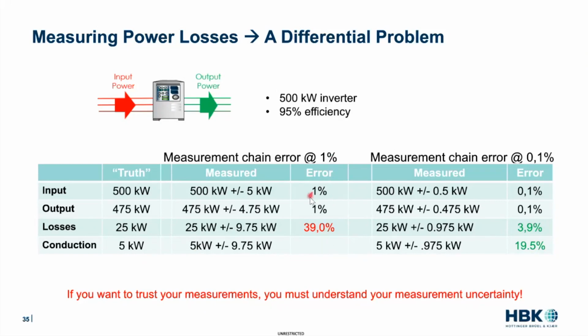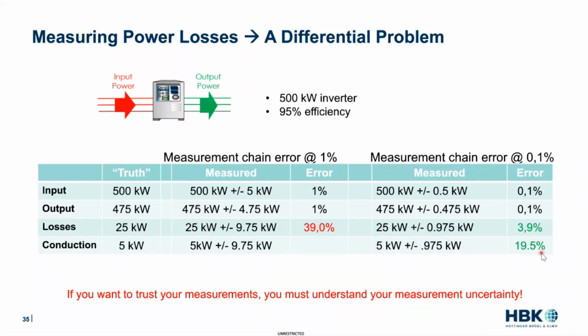So this is why measurement matters. 1% might be acceptable, but if you want to look at the difference, you want to understand your losses, now it's a differential. If you look at 0.1%, well, now we get plus or minus 0.5, plus or minus 0.75, 25 plus or minus basically 1 kilowatt. That's 4%. We can at least start to trust that. We can start to work with that. And it allows us to trust more things like conduction losses or iron losses, because while we might have a large error, it's at least something we can trust.